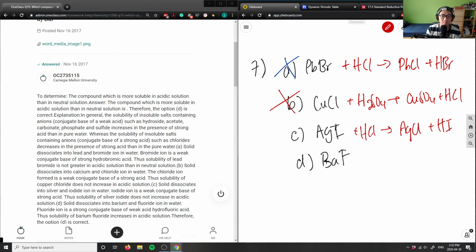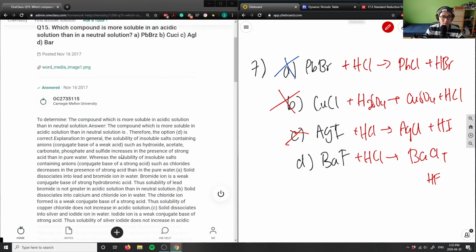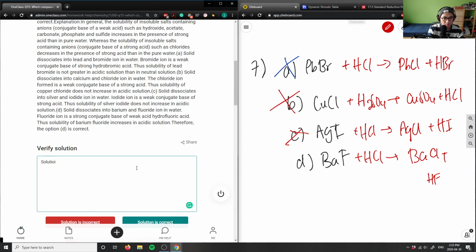And then finally, for D here, if I were to add hydrochloric acid, I would get barium chloride plus HF here. And again, I would get basically F minus. This associates into F minus here, and the F minus here is definitely a weak acid. It's a strong conjugate base of a weak acid, of a strong acid here. So therefore, this actually increases in solubility in an acidic solution. So this solution here is correct. Good analysis here.